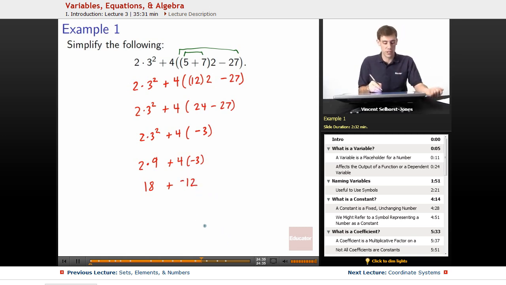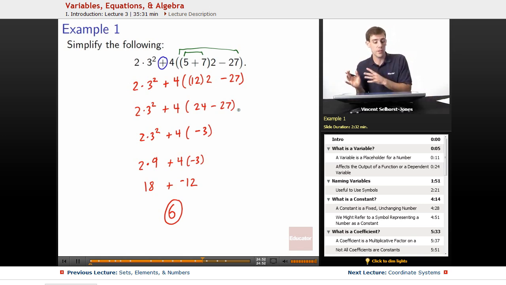Finally, we're down to addition and subtraction. 18 plus negative 12 becomes 6. Our answer is 6. One thing I would like to point out is if we're really good at math, we might have been able to go, oh, hey, look, there's a plus sign between these two sides. So these two sides aren't going to be able to talk to each other until they've done everything they have to do on their own two sides.